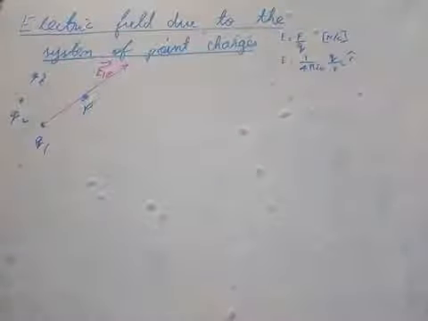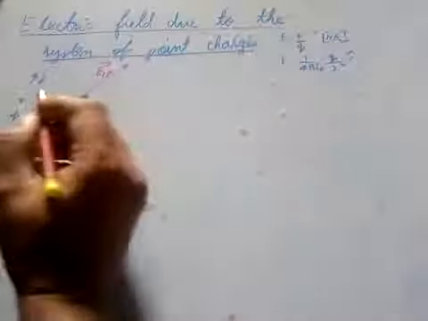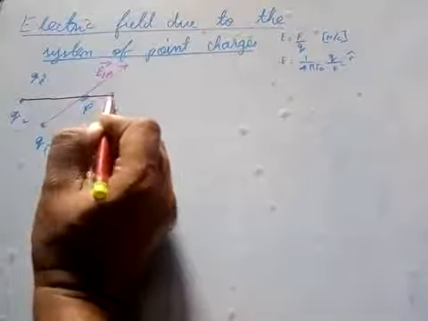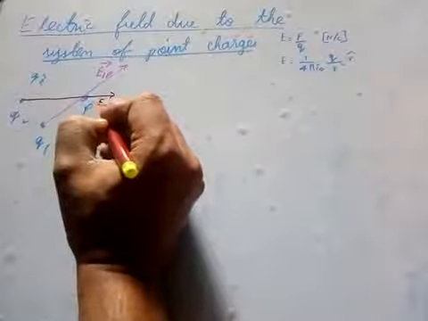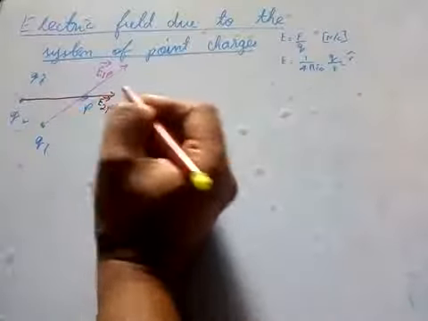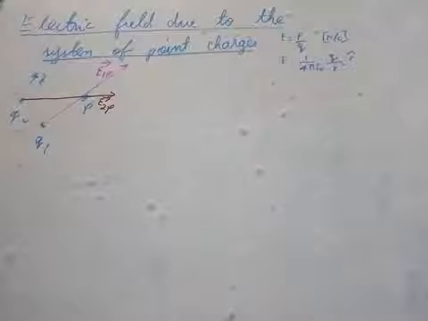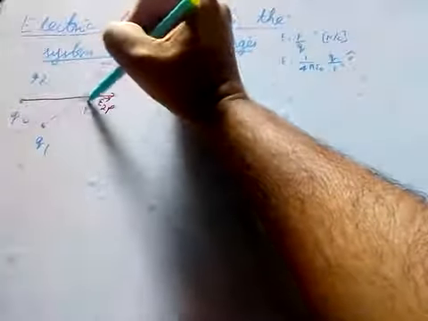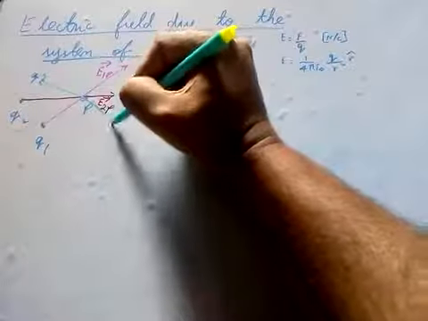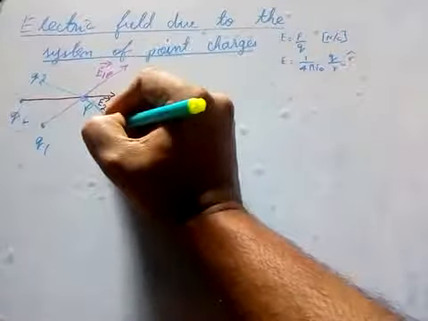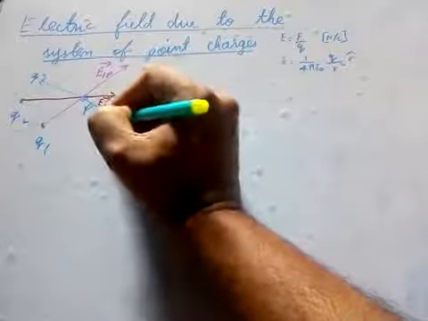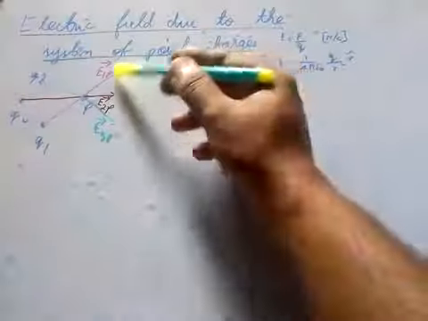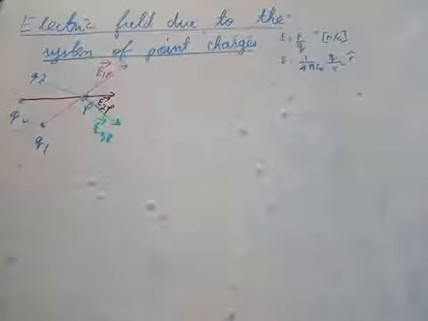Next, let's see what electric field Q2 will give. Q2 will give it this way. So electric field due to the second charge on the point P, E2P. It's a vector. Then the third one, electric field due to the charge 3. Q3 will give an electric field this way. This will be E3P, the electric field due to the third charge on the point P. Now you have to add these electric fields vectorially. So you're going to use the superposition principle.